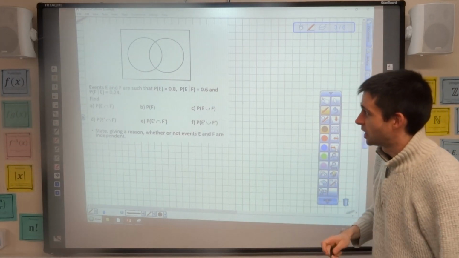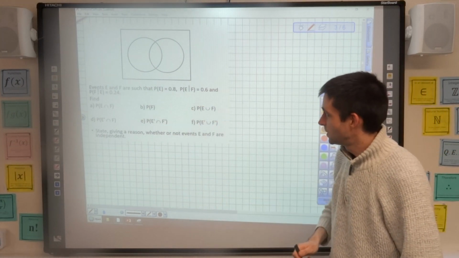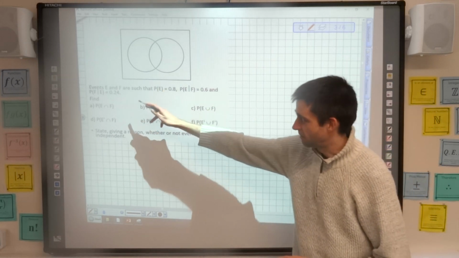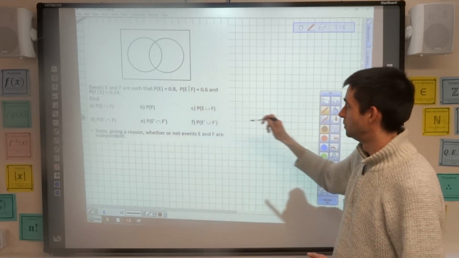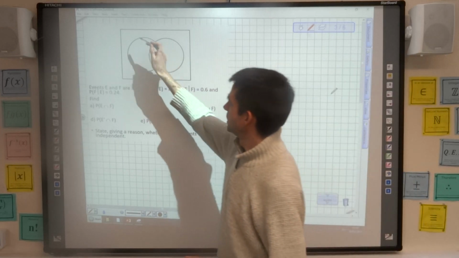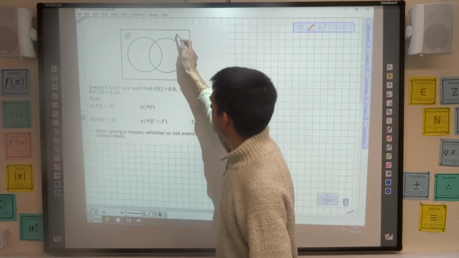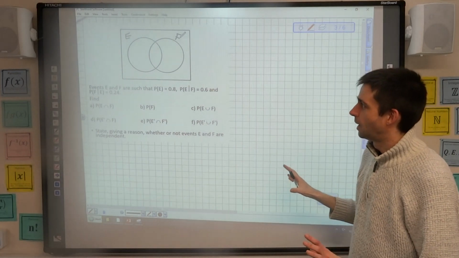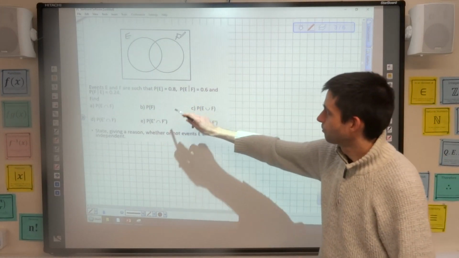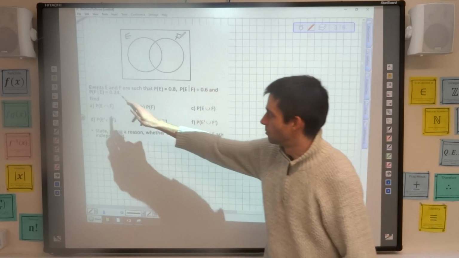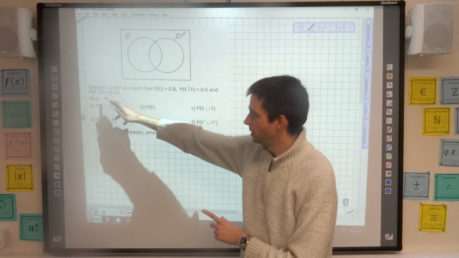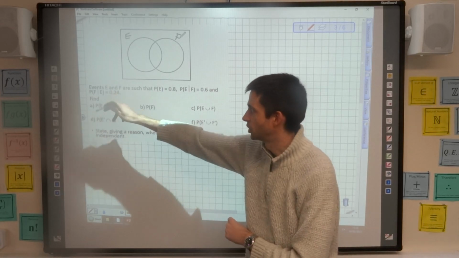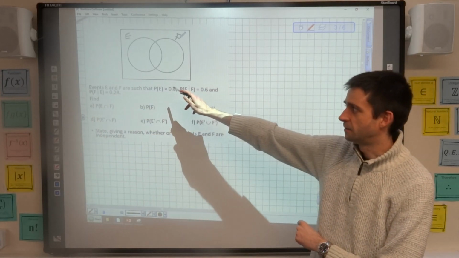Events E and F are such that the probability of E is 0.8, the probability of E given F is 0.6, and the probability of F given E is 0.24. So, first thing I'm going to do is just label my two sections of a Venn diagram as E and F, and then look at what I've got here. I've been given the probability of E, the probability of E given F, and the probability of F given E. This is going to be the more useful one, because the E bit is going to be the denominator of my fraction, and I know the probability of E.